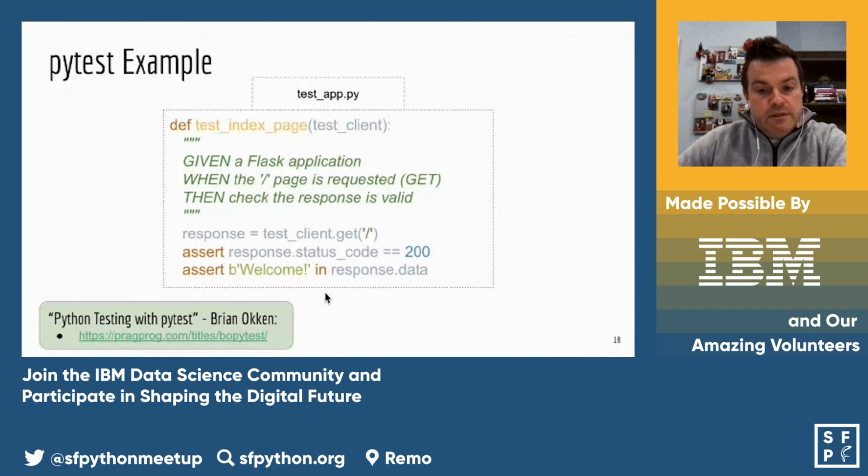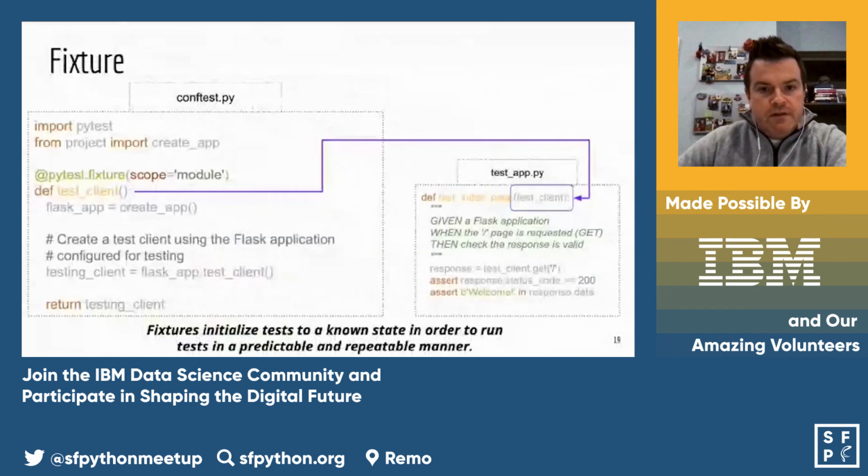Okay, so this is the test function that we're concerned with. The one thing I want to point out here is that there's an argument being passed in, which is the test client. Let's take a look at the next slide to see what that means. The test client is actually the name of a fixture. Fixtures are one of the cool features of Pytest, and they are used to initialize your tests into a known state. This really helps in making sure that your tests run in a predictable and repeatable manner.